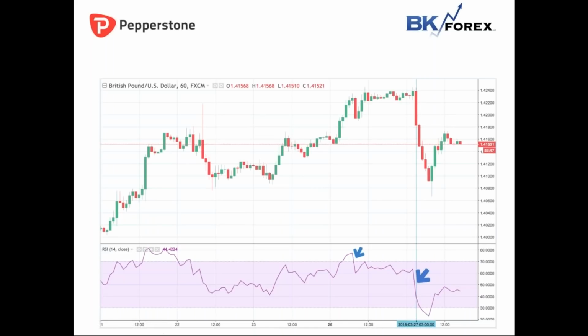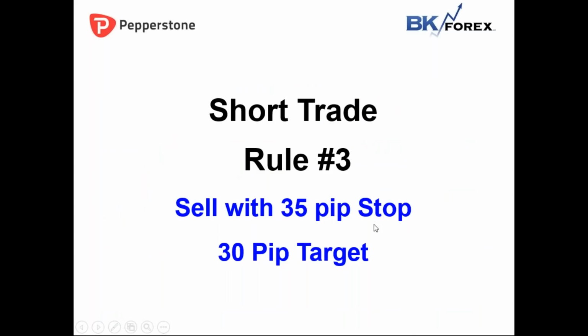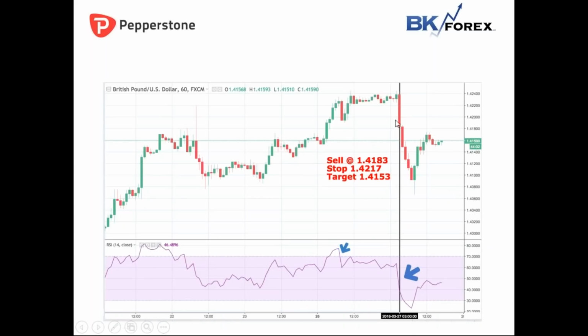So here's an example of the setup, and the first arrow is where we get the close above 70. Second arrow is when we get the close below 50, and that's when you sell the pound dollar at 141.80, with a 35 pip stop and a 30 pip target. And in this example, the target is hit relatively quickly.